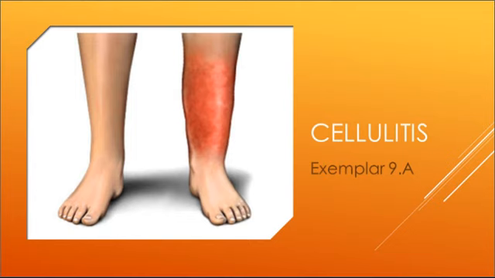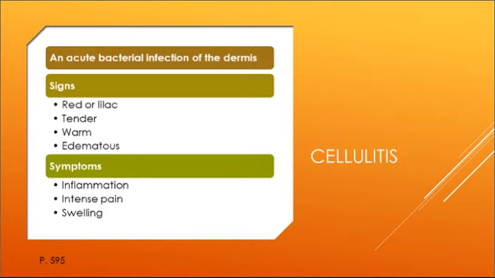Okay, so exemplar 9A is cellulitis. It's an acute bacterial infection of the dermis into a deeper layer of the skin. Red or lilac, tender, warm, edematous. They will be inflamed. They have intense pain and swelling. And these types of things were discussed in the case study that was presented by one of the students.